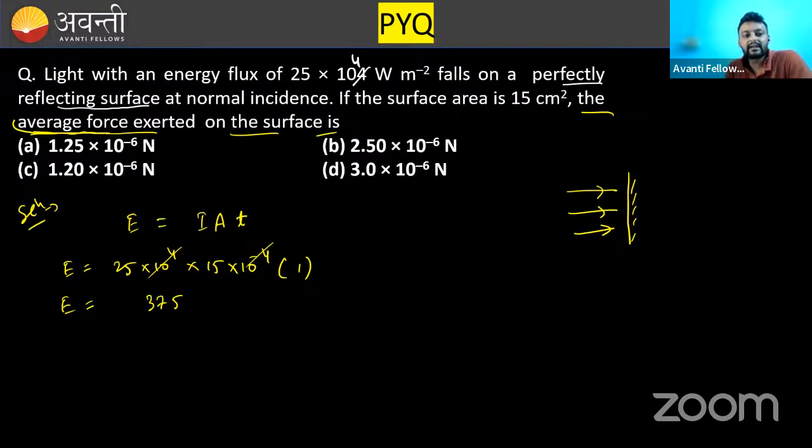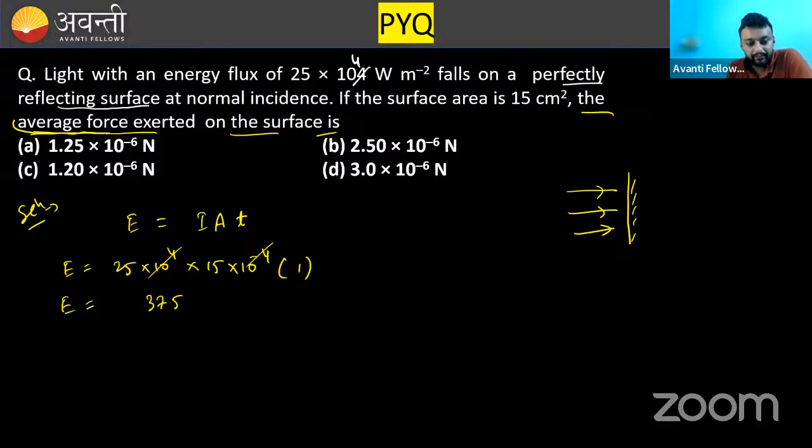Okay, we are taking 1 second because they are asking the average force. We can take any value of time. We can take 2 seconds here, we can take 3 seconds here, whatever value of time you want. But the thing is, which option is going to be easy? 1 second is going to be easy. I will tell you why it has no impact. Whenever the force is asked, I will tell you why there is no impact of time.